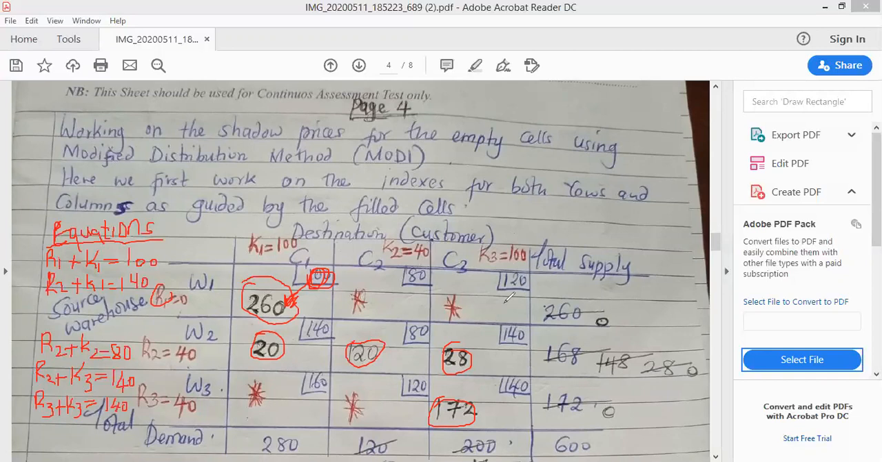Once we have found all those indices alongside the columns as well as the rows, it is where we now compute our shadow prices for these empty cells. And how do we do this? We use the same concept of having the equations here. If we are to have R1 plus K2, where K2 equals 40, which is giving us a value of 80 here, if you subtract 80 minus 40, then it should give us a shadow price of what? A shadow price of 40. So that is the procedure we first deal with when it comes to the computation of the indices when we want to find the shadow prices using the MODI or modified distribution method.